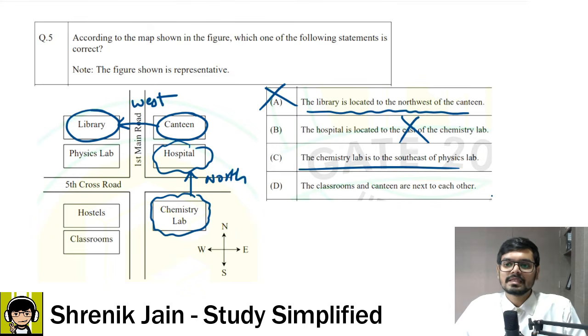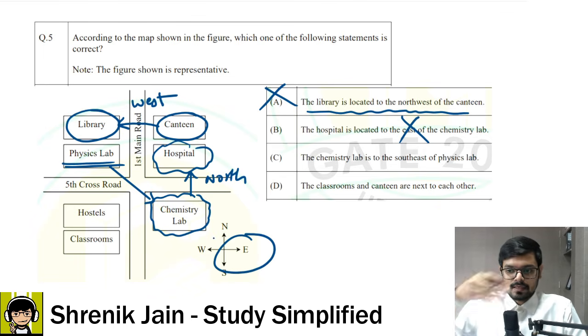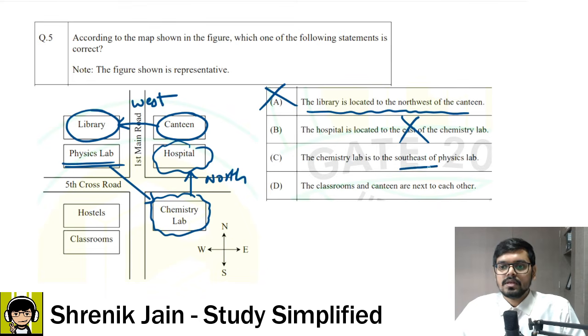Chemistry lab is to the southeast of the physics lab. This is the physics lab. So if you look from the physics lab, where is the chemistry lab? Here. So can I say it is southeast? Yes, makes sense. Southeast makes sense. Done and dusted. No need to go for the option D.